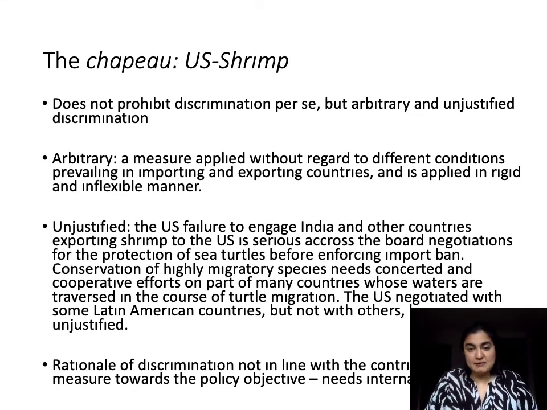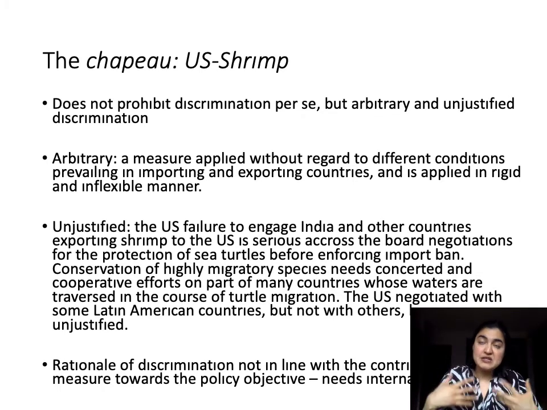In the US shrimp case, basically, the panel and the appellate body said that the whole measure was discrimination, but this kind of discrimination was allowed. But the problem was that the discrimination was arbitrary and unjustified. And this is how they defined arbitrary. They said a measure is applied in an arbitrary manner when a measure is applied without regard to different conditions prevailing in importing and exporting countries.